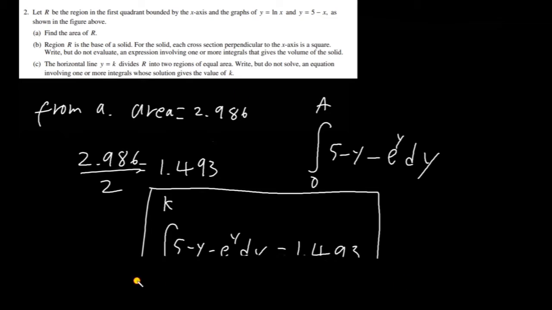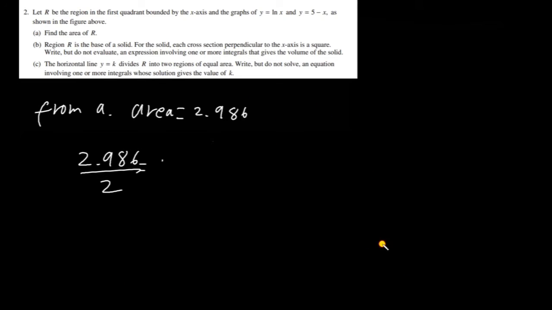The second method of doing it is going to be saying, okay, well, I know that this region, region 1 and region 2, both have the same area, right? So I'll write an equation for the area of region 1, and I'll write an equation for the area of region 2, and I'll set those equal to each other since they have the same area. So basically what that means is, since region 1 goes from 0 to k, I'll say the integral from 0 to k of 5 minus y minus e to the y dy.